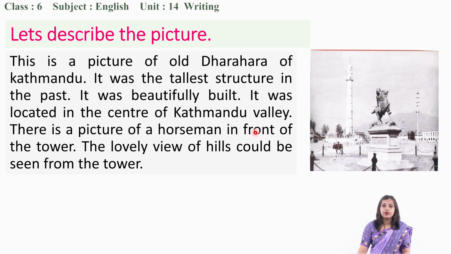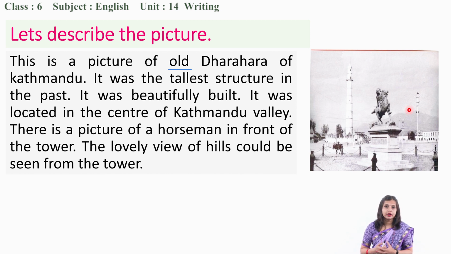There is a picture of a horseman. You see, here is a horseman who is riding the horse. And this statue is located exactly in front of that Dharara. Yes, the lovely view of hills could be seen from the tower. If you could climb on that old Dharara, you could see the beautiful view of those lovely hills.